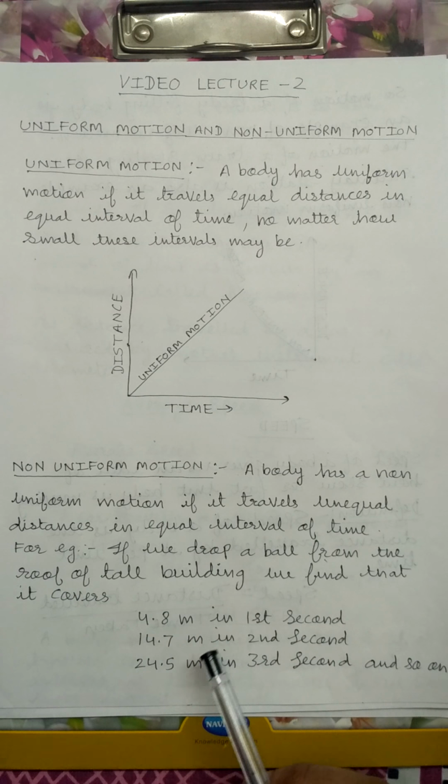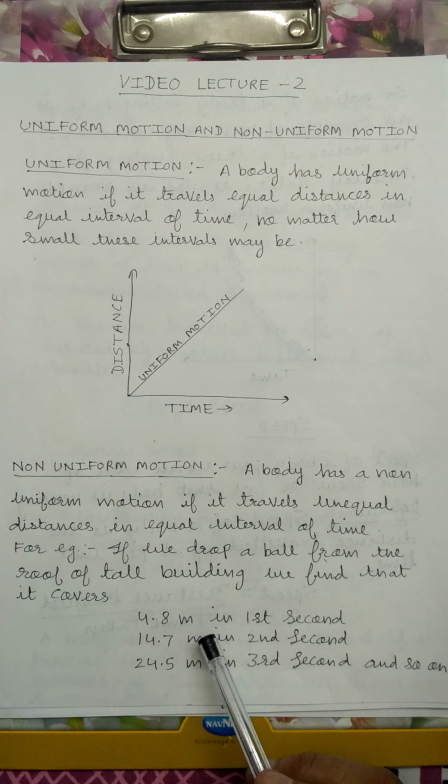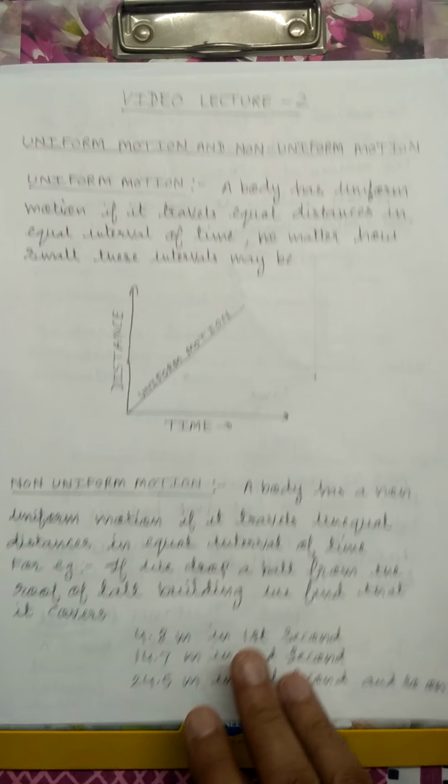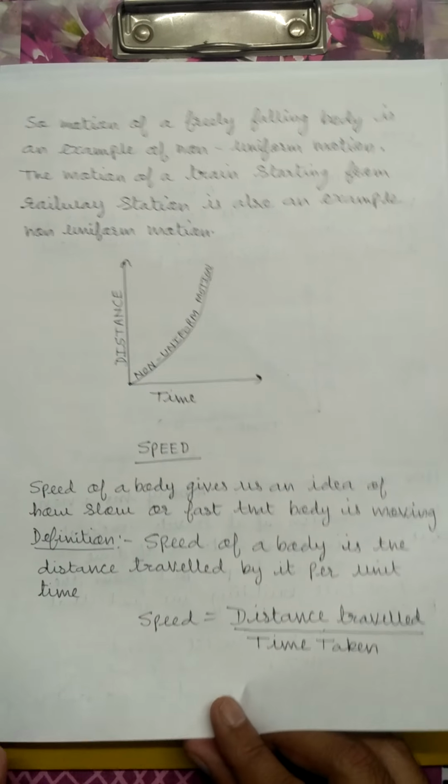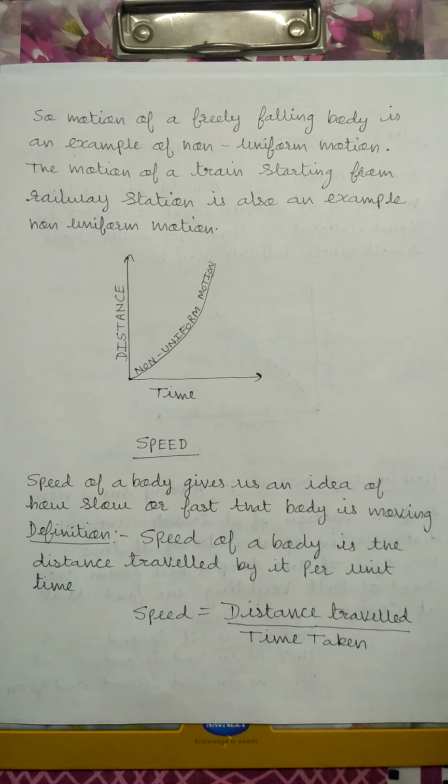In the first second, it is 4.8 meters. In the second second, it is 14.7 meters. So these are unequal distances. Time is equal, 1 second, but every second the distance covered by the body is unequal. So such type of motion is known as non-uniform motion. So we can say the motion of a freely falling body is an example of non-uniform motion.